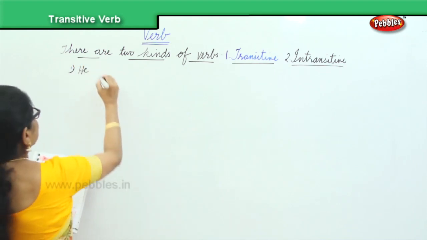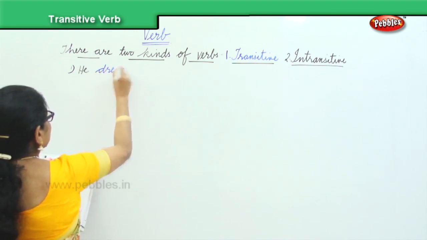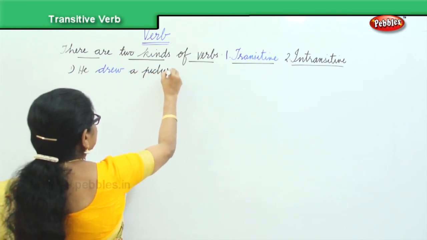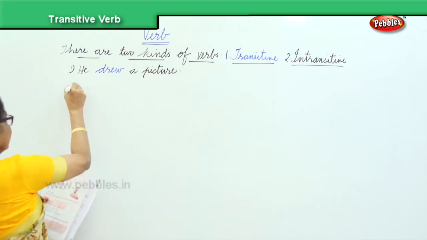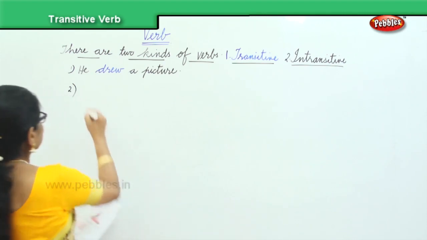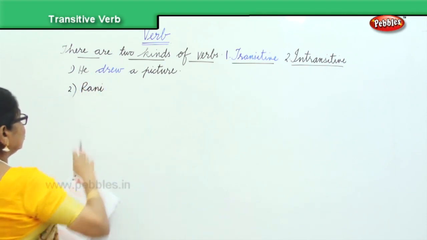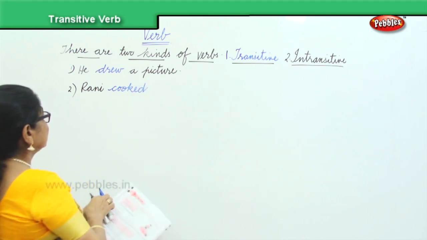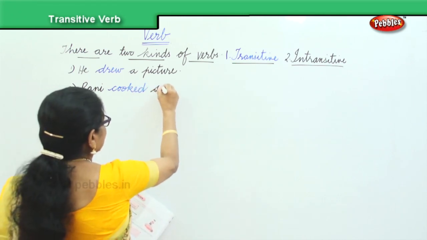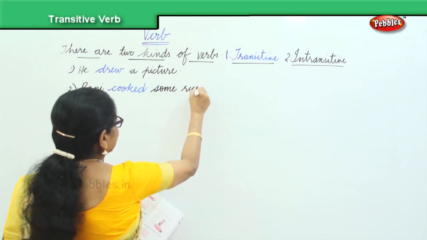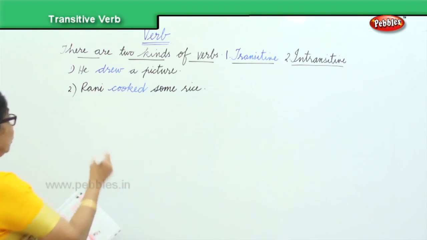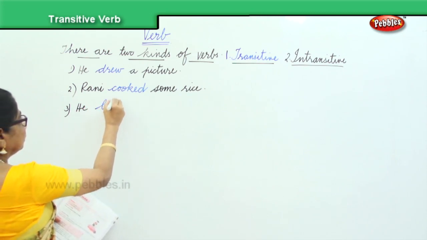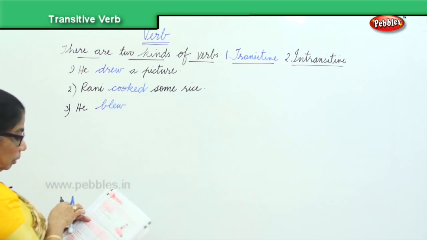He drew a picture. Rani cooked rice. She cooked some rice. He blew the whistle.